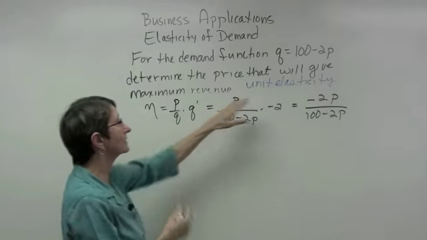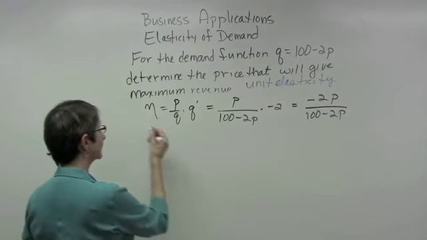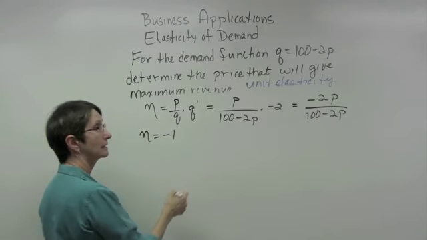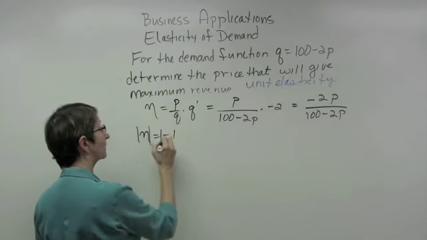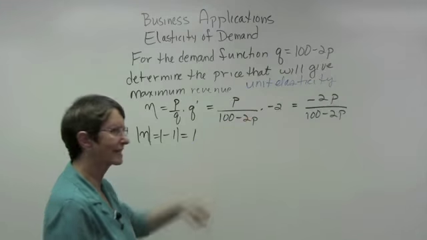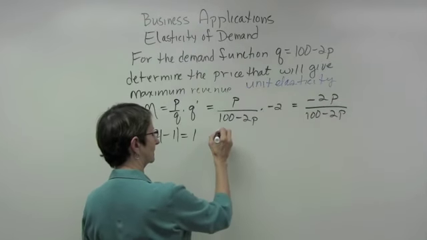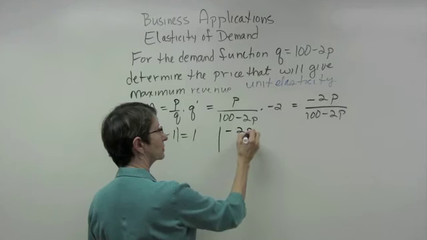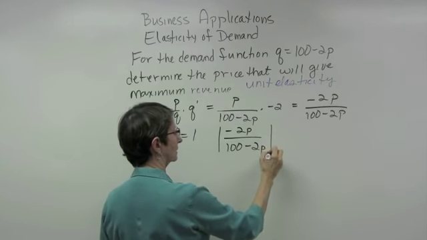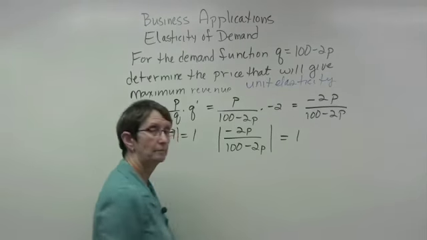Now, how do we find this unit elasticity? Unit elasticity says eta is negative 1, or absolute value of eta is equal to 1. So let's go ahead and take the absolute value of that. Absolute value of negative 2P over 100 minus 2P equals 1.